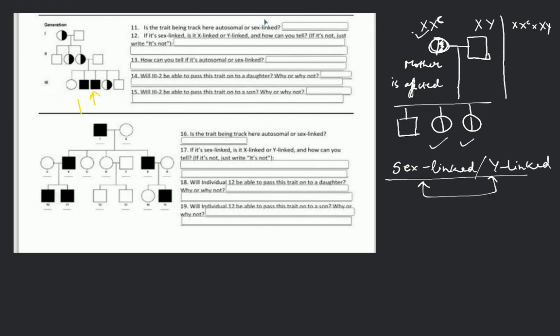Sorry, I can't mark anything, but yeah, just a sec. What is happening?